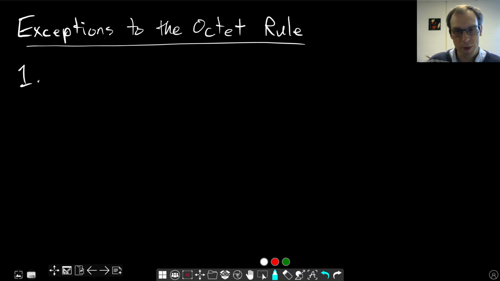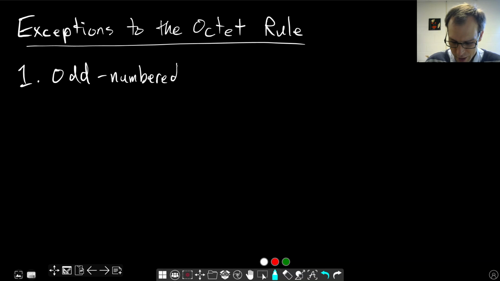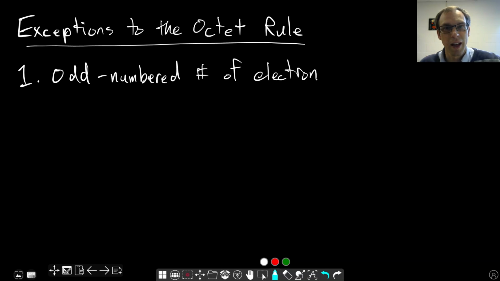The first one, which we'll talk about first, is odd-numbered numbers of electrons. So we will encounter some species that have an odd number of electrons. These are species that are known as radicals, and these can form stable compounds. They're often very reactive, but still stable. And we'll look at a couple examples of that, where you literally can't make an octet, but these compounds can still exist.